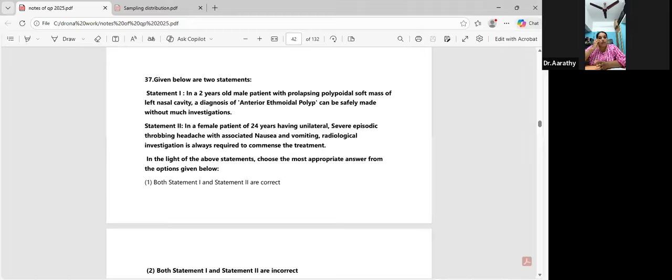Now, the second statement: in a female patient of 24 years having unilateral severe episodic throbbing headache with associated nausea and vomiting, radiological investigation is always required to commence the treatment. So the second statement says there is a female patient of 24 years having unilateral and severe episodic throbbing headache, right? So it is a classical feature of migraine. Severe throbbing headache with associated nausea and vomiting is a classical triad of migraine.